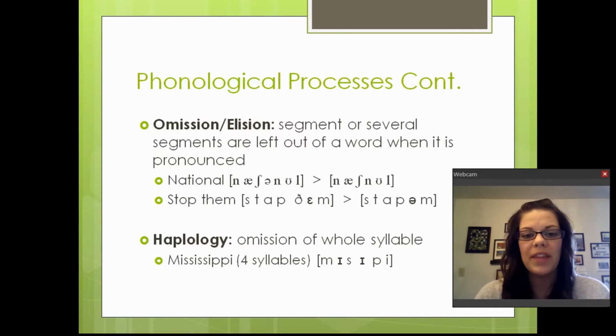Haplology is going to be the omission or deletion of a whole syllable. So when we say Mississippi, we might talk really fast and say Missippi. Missippi instead of Mississippi.